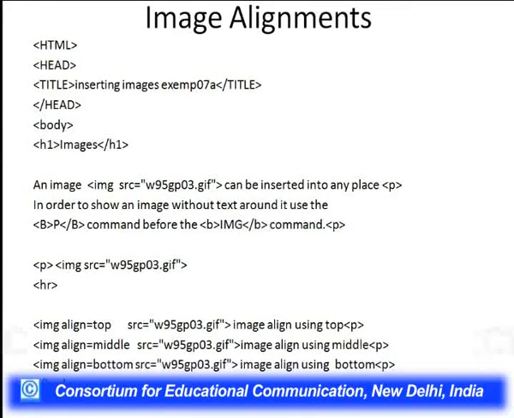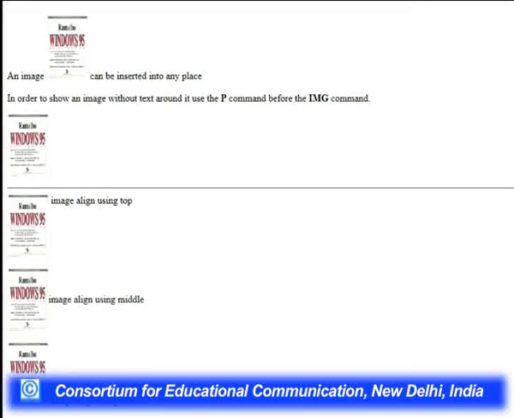Now if you want to show an image with text, then you will use different types of alignments. As you can see here, image align equal to top will align the text to the top, align equal to middle will align the text to the middle, and align equal to bottom will align the text to the bottom. So you can see how the output appears.